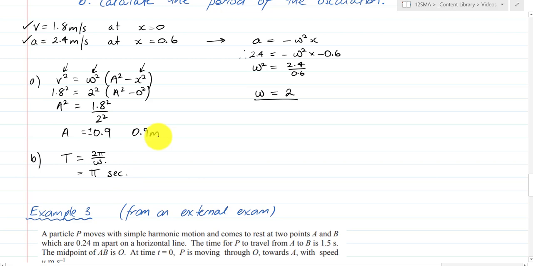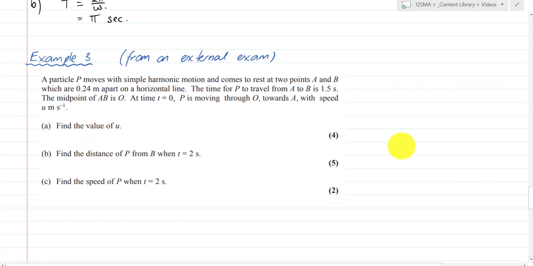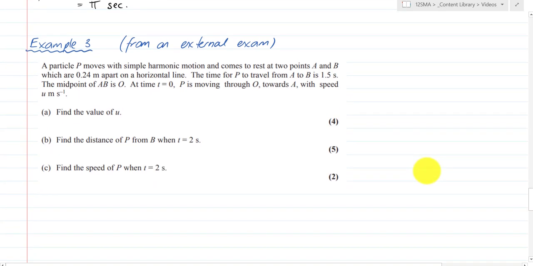So there's example 2, and now I'm going to run through one more example which is from an external exam that's been provided for us. This example says a particle P moves with simple harmonic motion and comes to rest at 2 points, A and B, which are 0.24 meters apart on a horizontal line. The time for P to travel from A to B is 1.5 seconds. The midpoint of AB is O, which is the center of motion. If you're ever given that O, it's almost always the center of motion. At time equals t, P is moving through O towards A with a speed of u meters per second. So it's exhibiting simple harmonic motion, but we're not given the exact details of what type of simple harmonic motion.